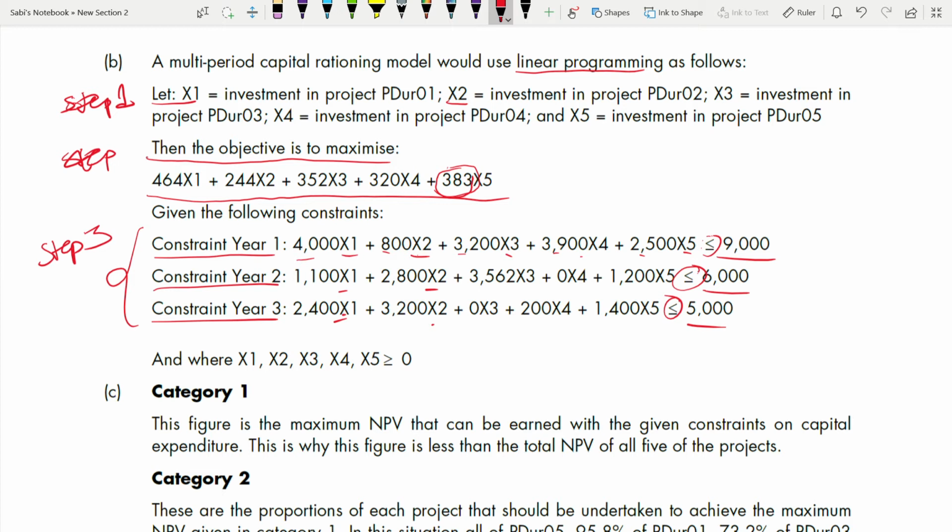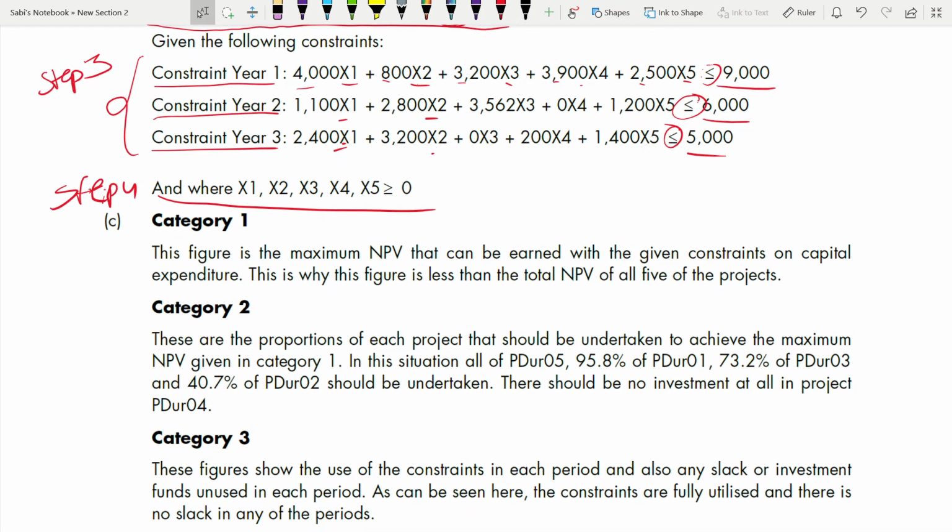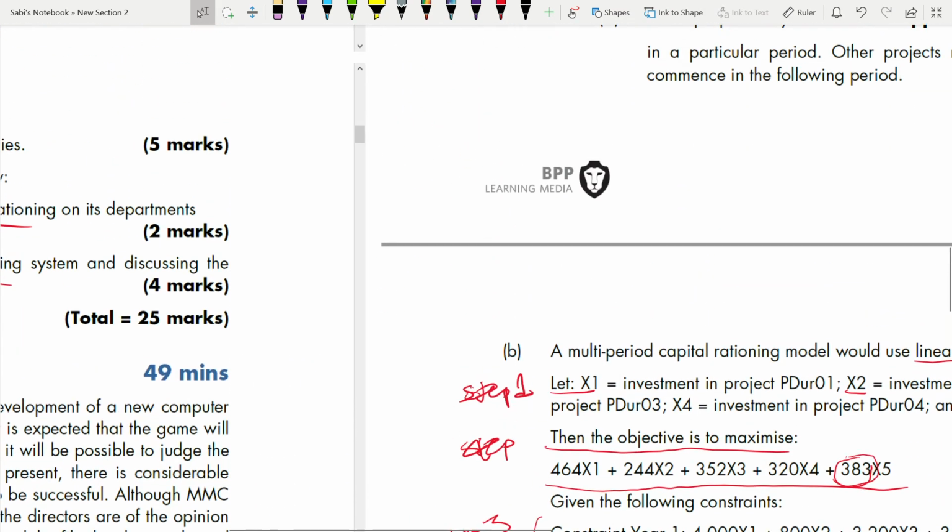And step 4. This is step 4. And x1, x2, x3, x4 are greater than or equal to 0. Now let's go. You have to explain what each category means in the output. So category 1. Let's go to category 1.